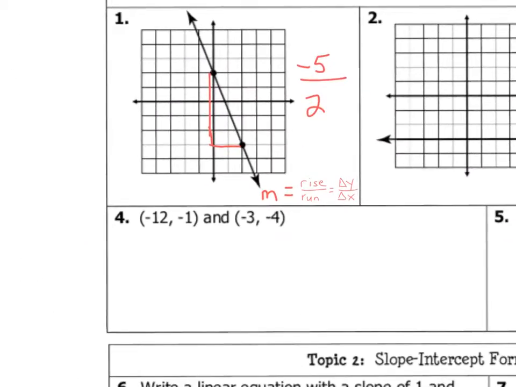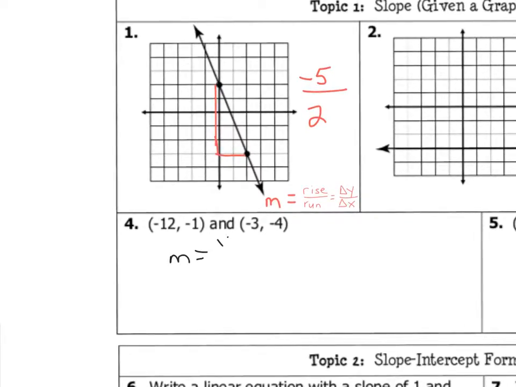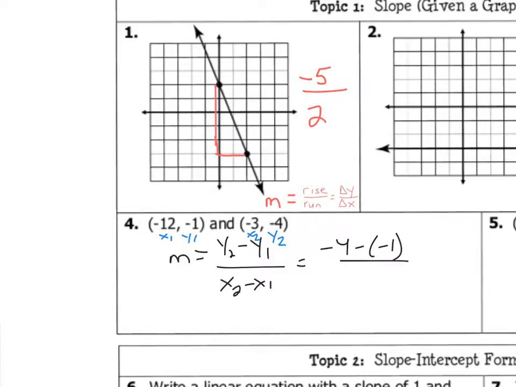Next, how do we find slope if we're given 2 points? Well, then we use our slope formula. m equals y2 minus y1 over x2 minus x1. So if we label our points, this is x1, y1, x2, y2. We would get -4 minus -1 over -3 minus -12. -4 minus -1 would be -4 plus 1, which is -3. -3 minus -12 would be -3 plus 12, which would be 9, which would mean that your slope is -1 over 3.